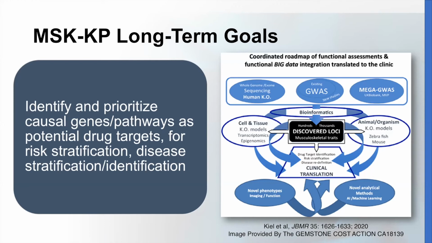This is part of the clinical translational goals. And of course, thinking about novel phenotypes as well in terms of imaging and function and novel analytical methods. Certainly artificial intelligence and machine learning is going to be playing a bigger role in this in the future.